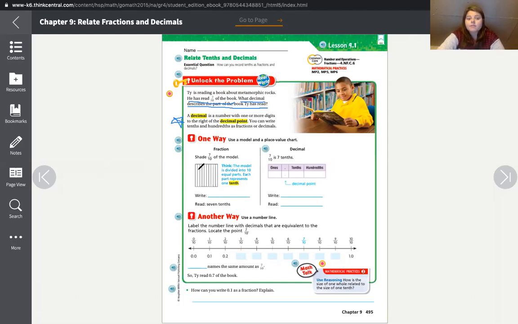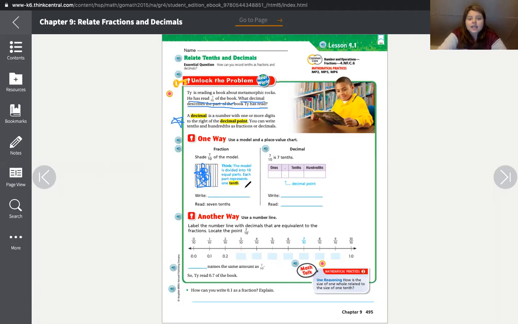So let's look right here. One way that we can model 7/10 is to use fraction strips, which we have done all along. If we look right here, they want us to shade 7/10 of the model. We know how to do that. We're going to shade 7 pieces. So 1, 2, 3, 4, 5, and let's count: 1, 2, 3, 4, 5, 6, 7. So from here over is going to be shaded. Remember, it does not have to be perfect.